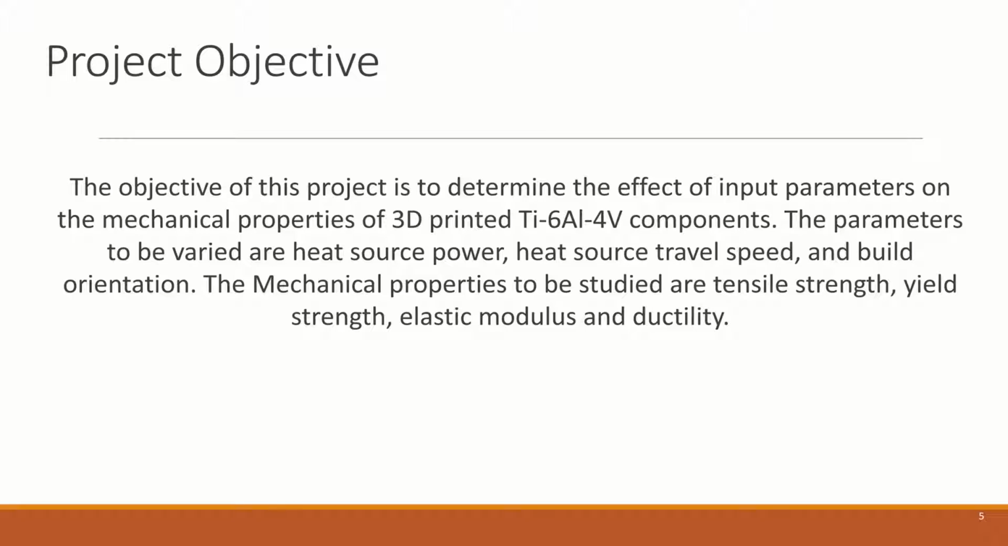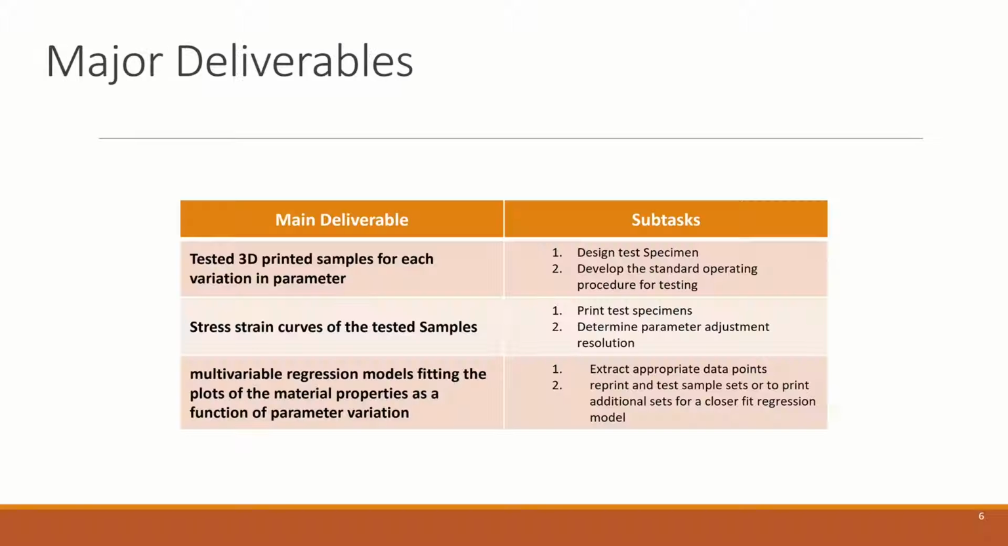Through parametric study, the tensile strength, yield strength, elastic modulus, and ductility of as-built DMLS components will be found. The parameters to be varied will be the most influential: heat source power, heat source travel speed, and build orientation. To be delivered as a result of this project are the physical test specimens and the data which will be collected as a result. Accomplishing these tasks will require the design of specialized test specimens which fit the intended test machine and meet ASTM standards.